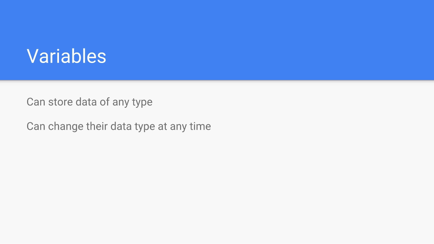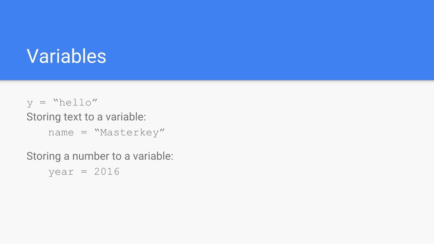Variables, like a calculator's memory, store a value. They can store any type, whether it be text or a number, whether that number is an integer or a floating point number, and they can also change their data type at any time. Here are some examples of variables. In the first example, we set the variable named y to hello. Storing data to a variable is done by using an equal sign. And variables can have any name, and they can be longer than one character. The first example stores text, master key, to the variable named name. The second example stores an integer to a variable named year.